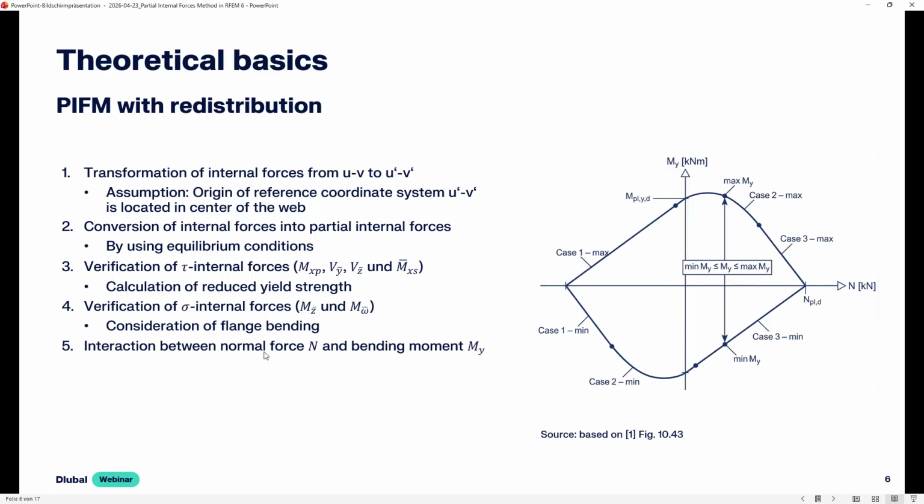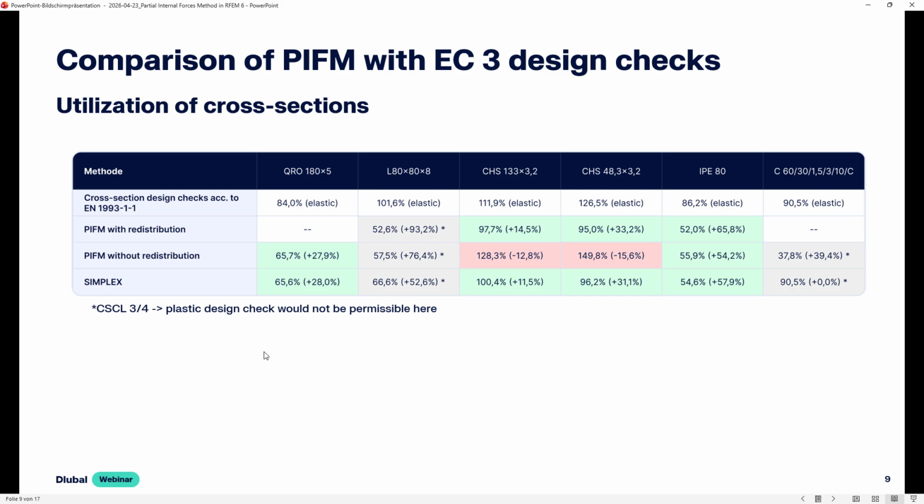Okay, now let's have a look at our next content point for the webinar, which would be the comparison between PIFM and the EC3 design checks. To do this comparison, I have decided to perform the design checks for all these methods, and based on the structure I showed in RFEM 6. I did it separately for each cross section and always wrote down the maximum utilization for each cross section.